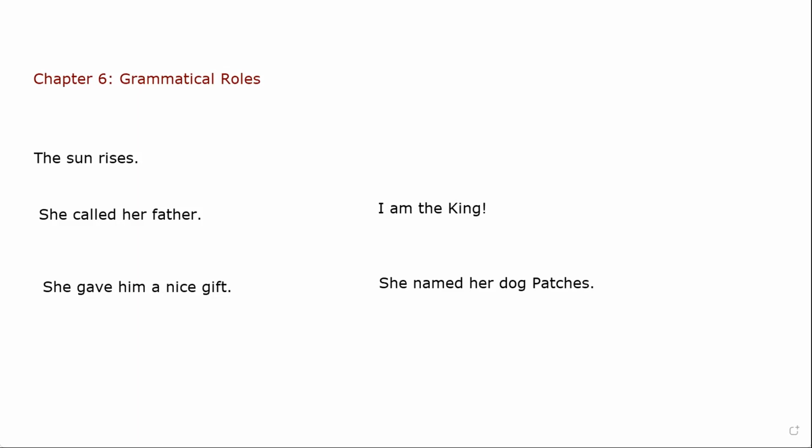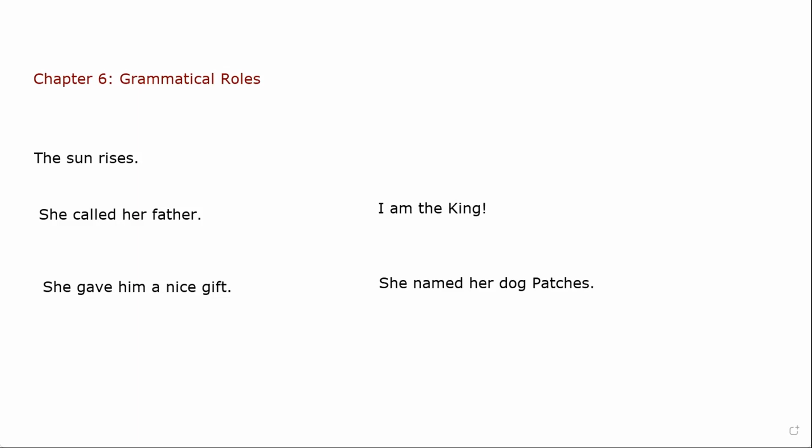The second example, she called her father. That's an example of a transitive verb pattern. We have the verb call, and then we have a noun phrase that follows as our direct object. That's the person whom she called, right?